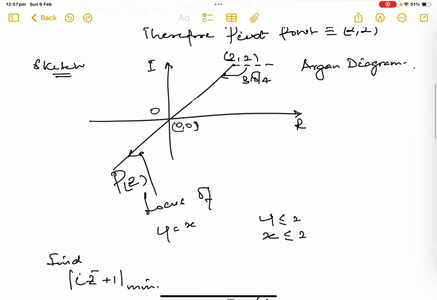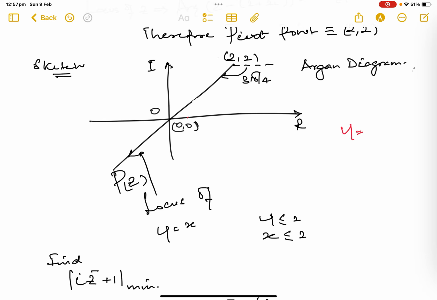But if someone feels that, does it actually go through 0, 0? Because I wrote it, the point 2, 2 is on that locus. That's why it's going through 0, 0. But we can prove it. Let's have a quick look.